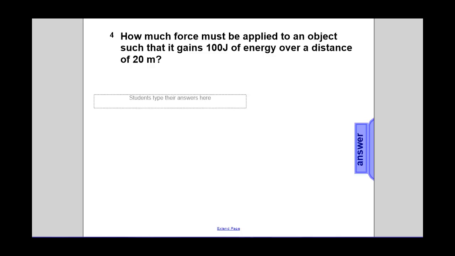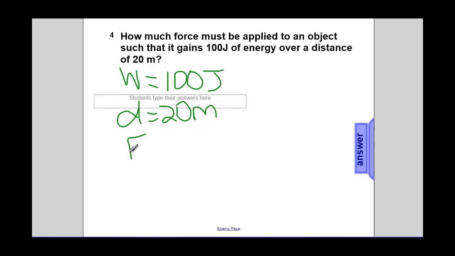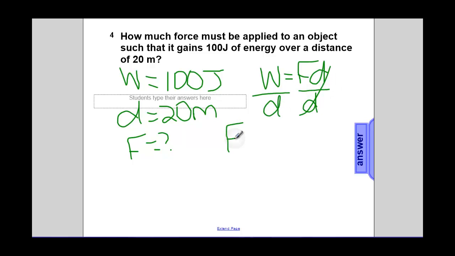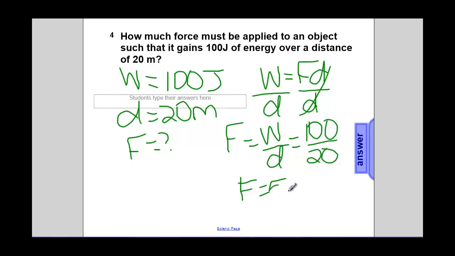How much force must be applied to an object such that it gains 100 joules of energy over a distance of 20 meters? So now they're giving us our work is 100, our D is 20, and they want to know what F equals. So if we have W equals F times D, if we divide by D to get F by itself, now we've got force equals work divided by distance, which is 100 divided by 20. So our force equals 5 newtons.